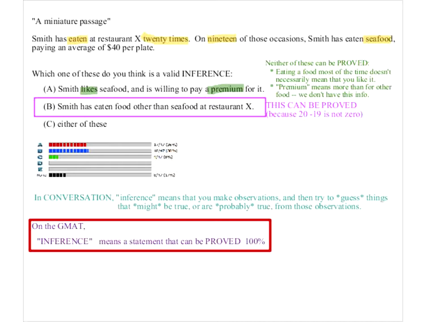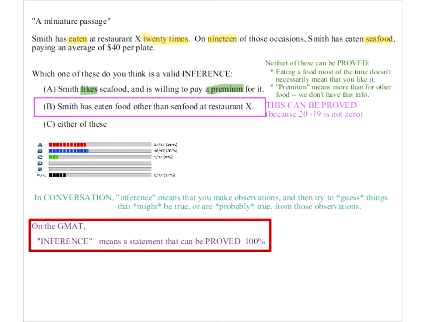So I mean that's what the word premium is. It means he or she pays more for the seafood than for other types of food. And that's not true. It may be true, it may be false. We just don't have any idea. It's a random wild guess. I mean, 40 per plate is a lot, but if Smith pays 50 per plate for other food, then no. So it's just B.